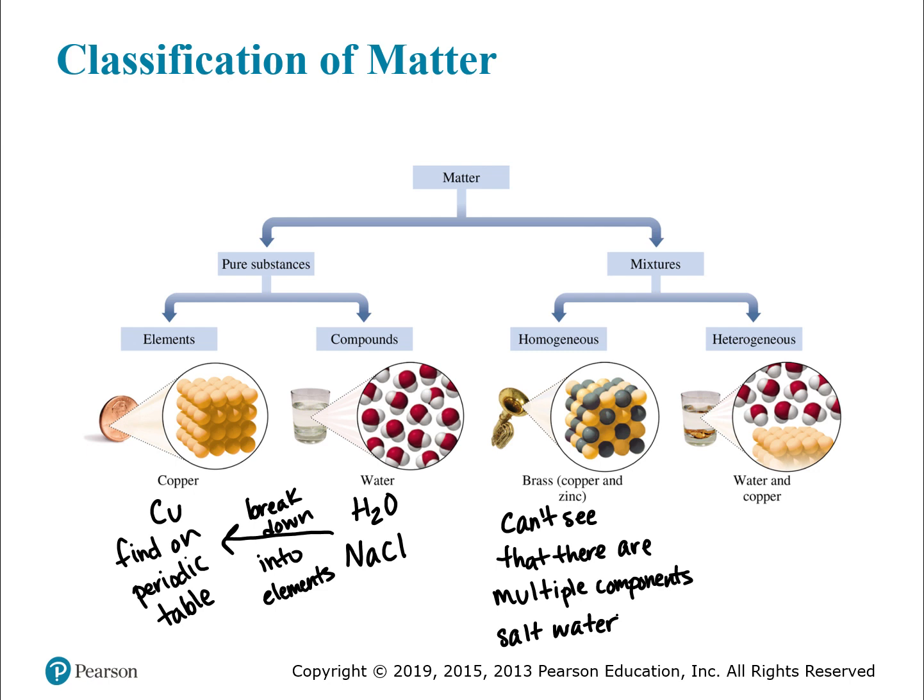So, very outdated example. But that's the idea of the water and the copper. If you have water and coins like in a wishing well, that's a mixture. Another mixture example would be sand and water.